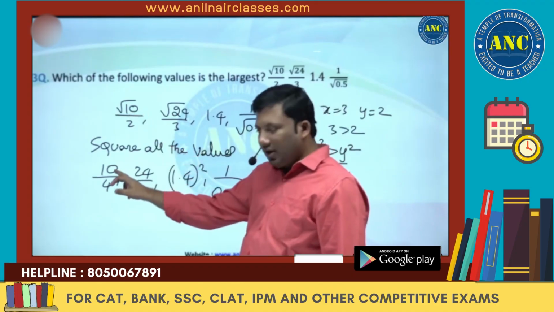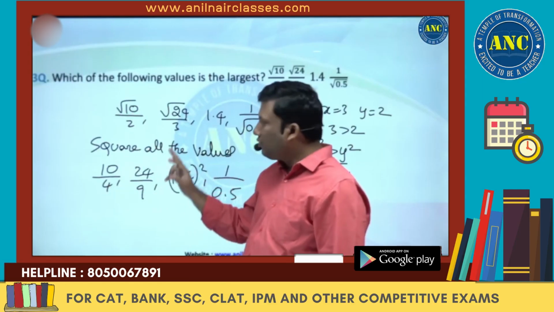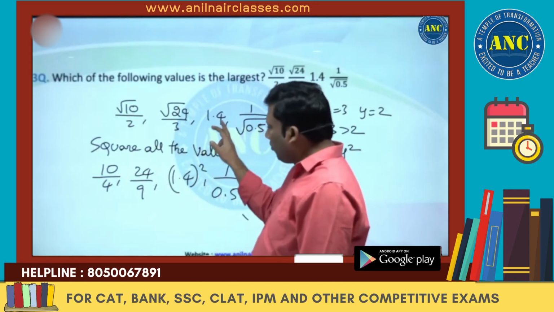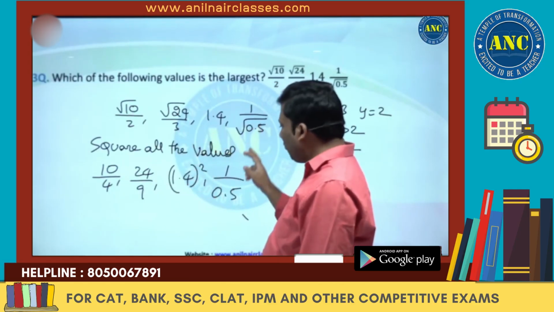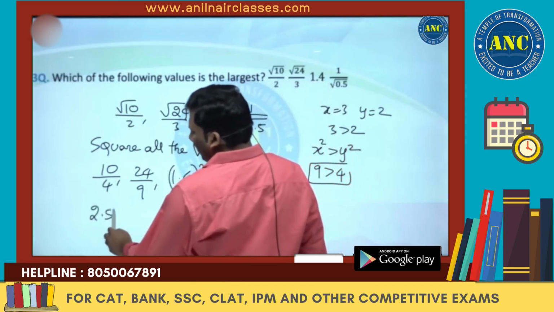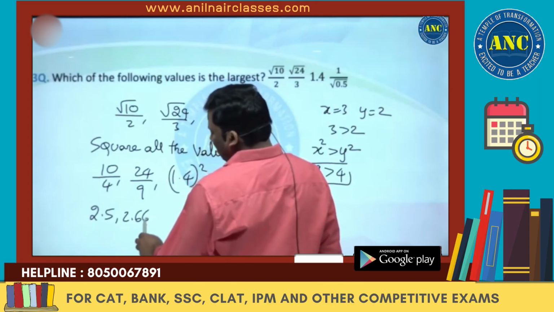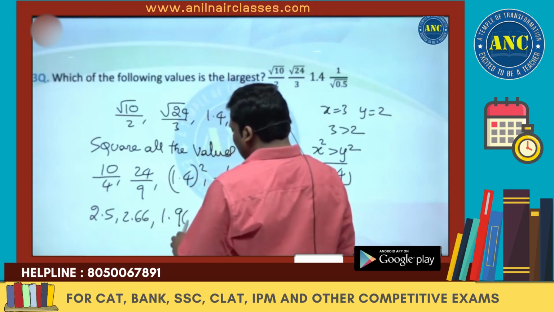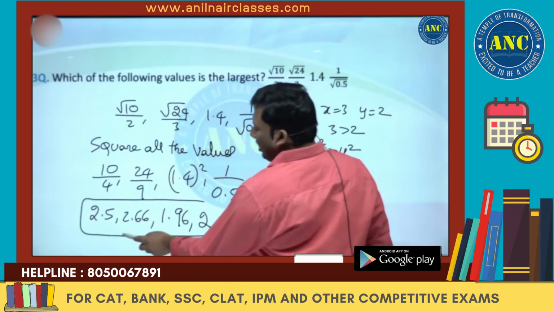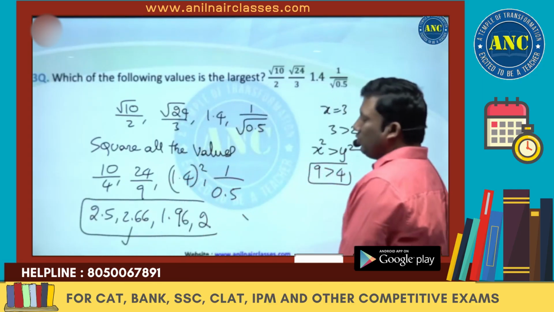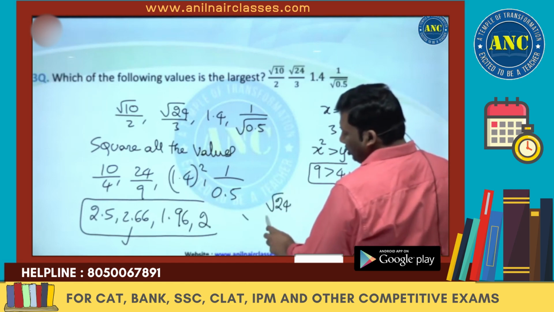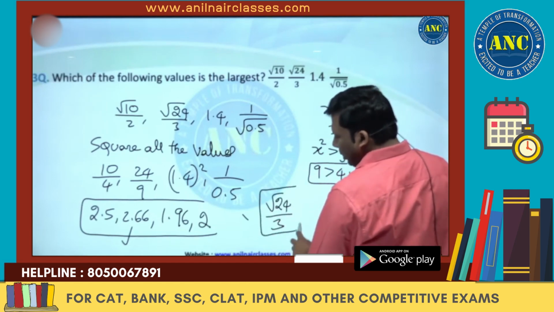Root 10 whole square is 10. 2 square is 4. Root 24 square is 24. 3 square, 9. 1.4 square and 1 by 0.5. This is 2.5. This is 8 by 3. This is 1.96. And this is 2. Which one is the largest? The largest value is 2.66. So which of the following is the largest? Root 24 by 3 is the largest.